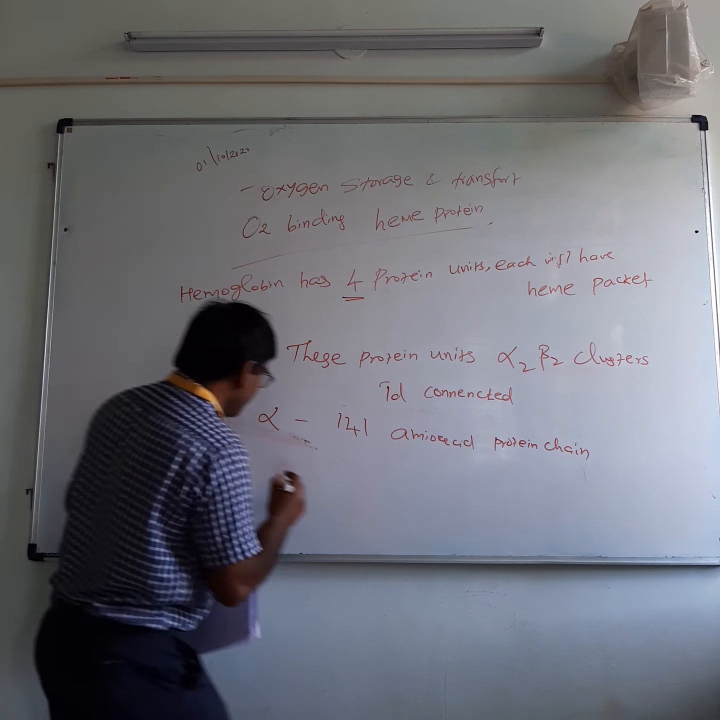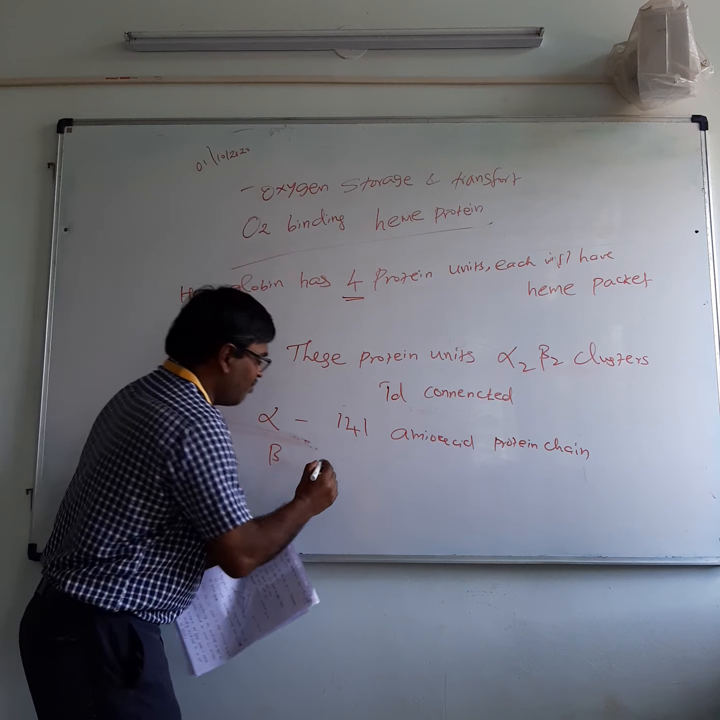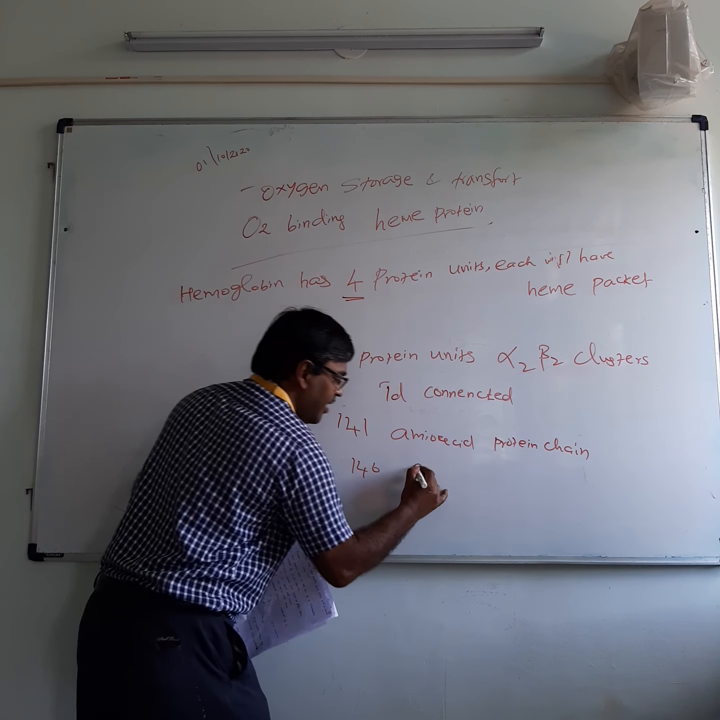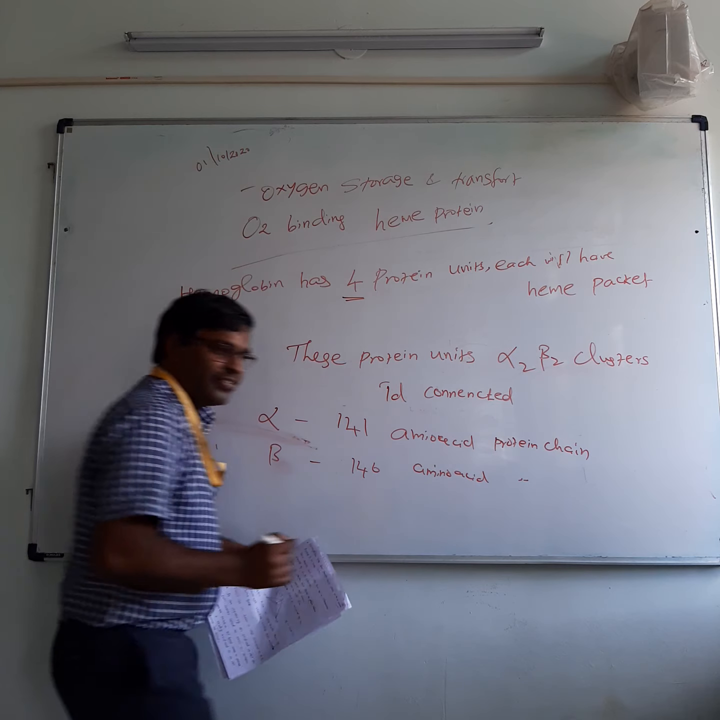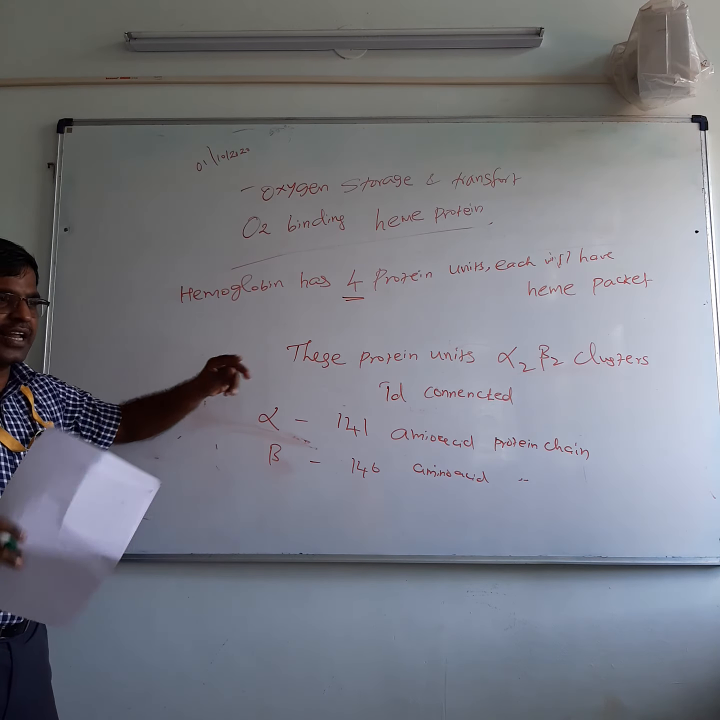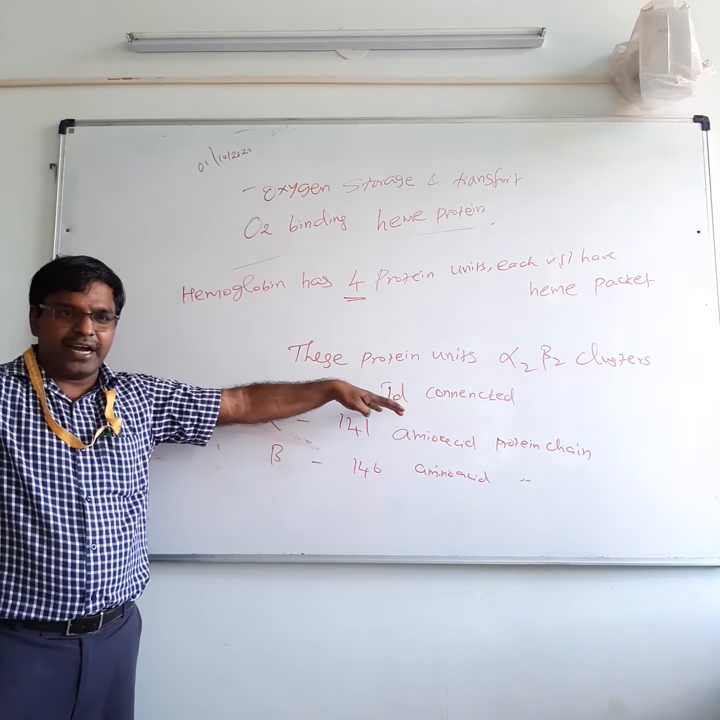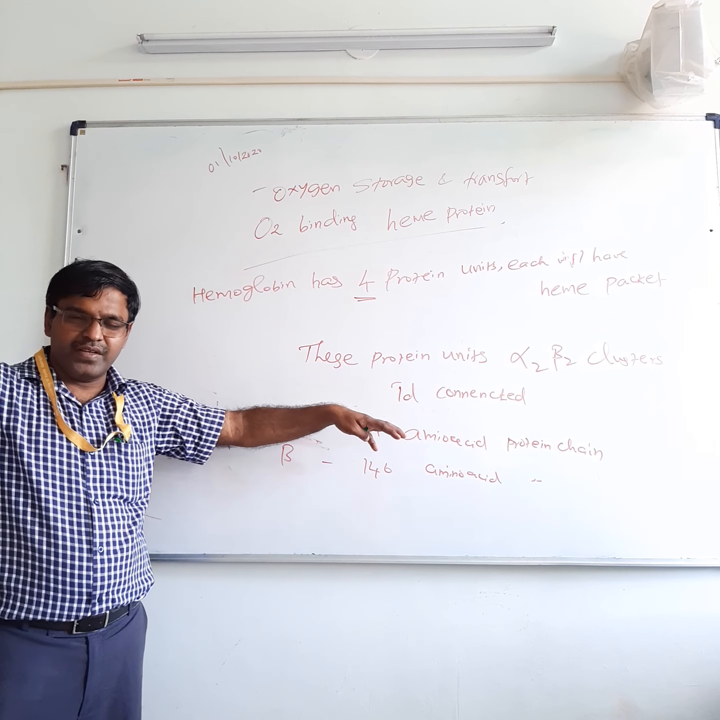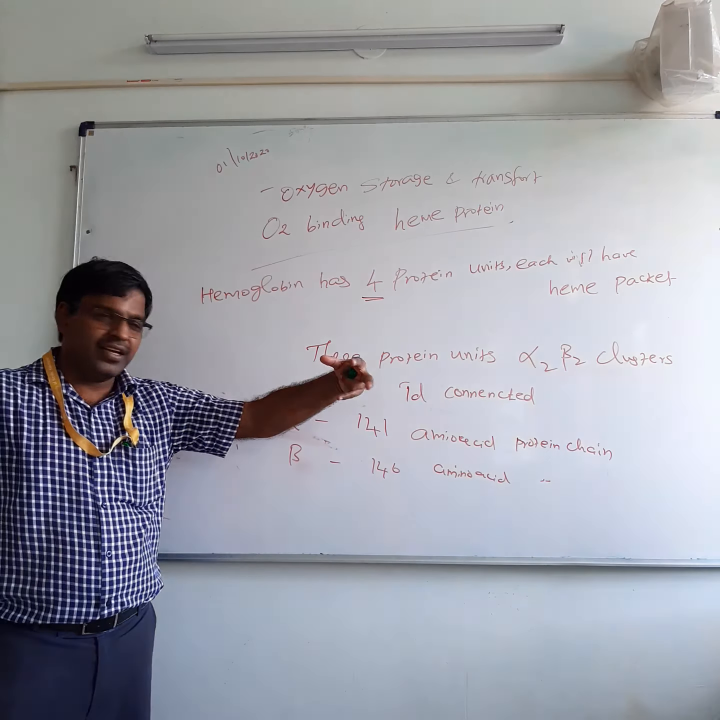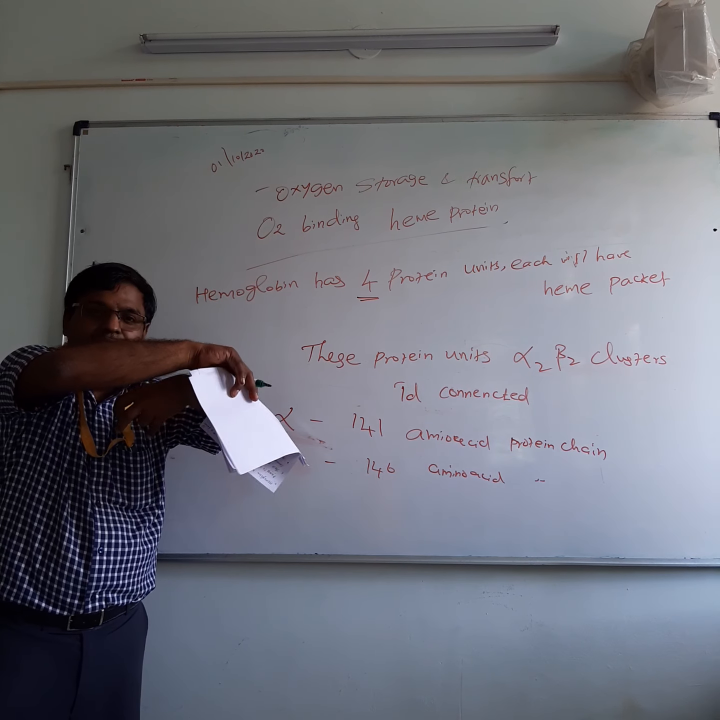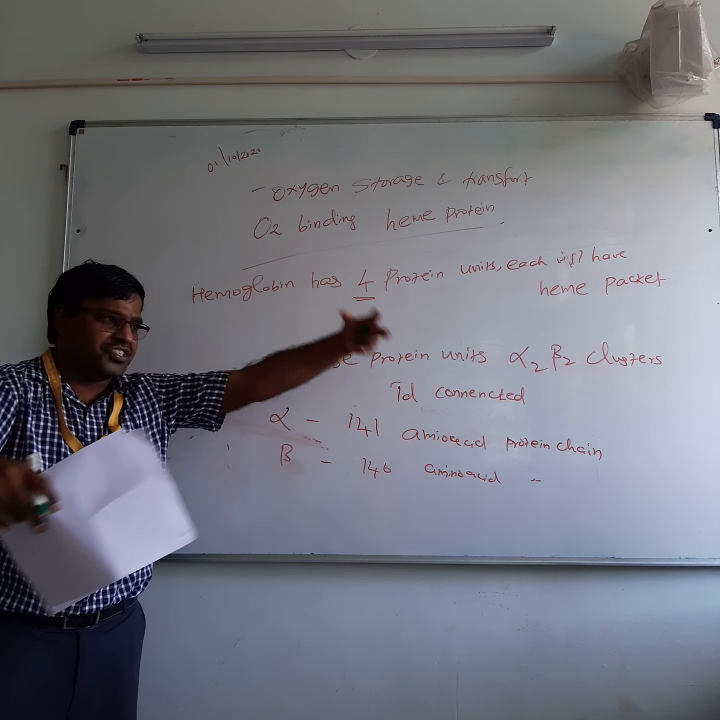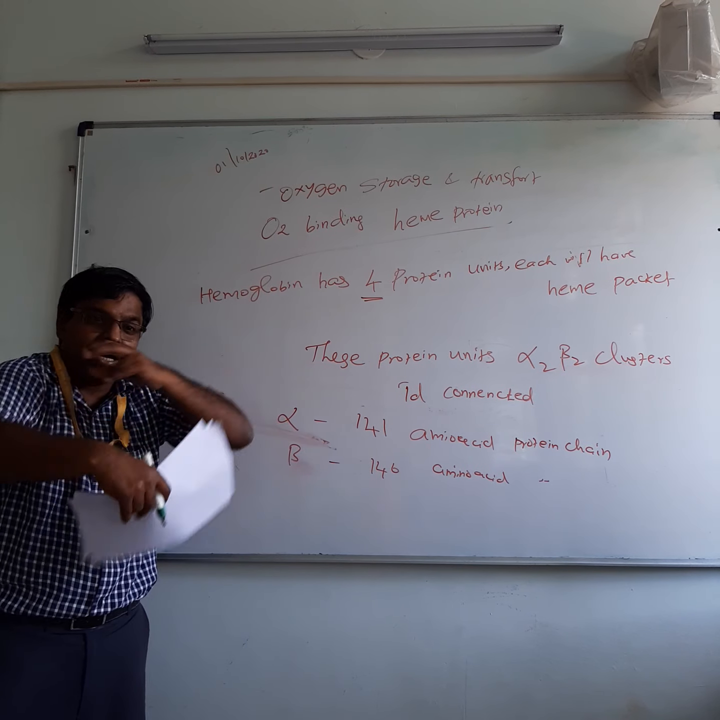And beta is a 146 amino acid containing protein chain. So basically there are four different amino acid chains hanging around, and each one will have a heme pocket, but they are encapsulated in each other. The protein is not just hanging around; it is encapsulated.